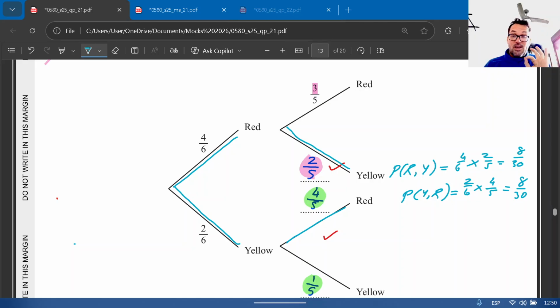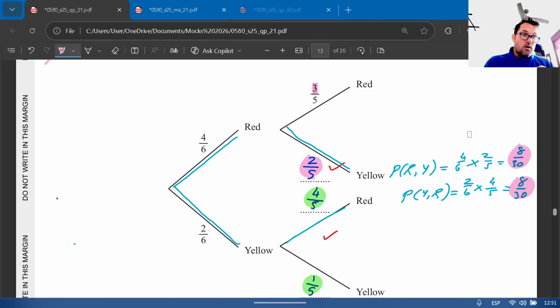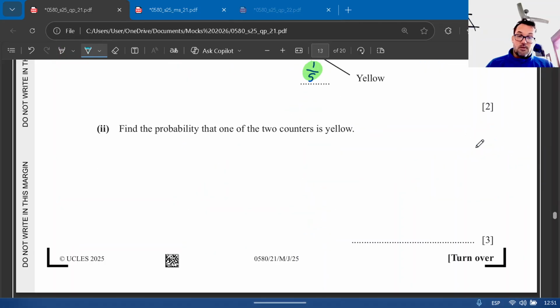You see what I said there? Or. So it's getting this one or that one. So then we're going to have to add them together. 8 over 30 plus 8 over 30. Remember, denominators stay the same, and that's 16 out of 30. Do I simplify it? What would that be? 8 over 15. Sure, right, 8 over 15.